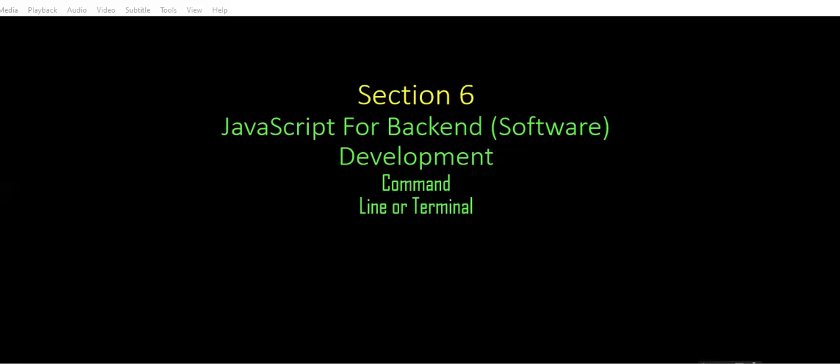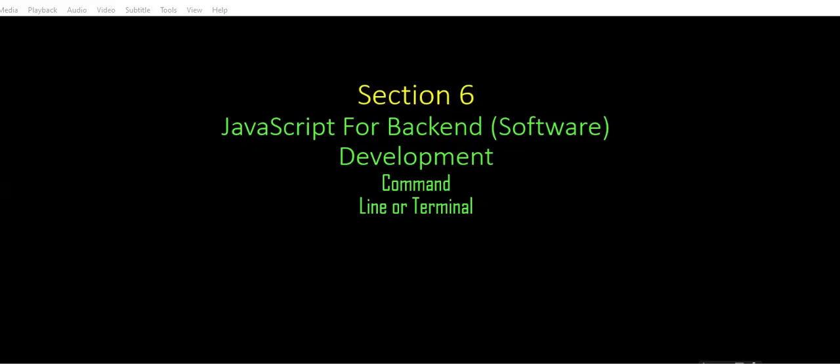This is section 6 and section 7 for the JavaScript for backend developer. Today we're going to be looking at the terminal. I want to learn how to absolutely use the terminal. The terminal or the command line, as the case may be. The command line is the one you have on your Windows system, while the terminal is the one you have on your Mac system. But most times these words are used interchangeably depending on where you're coming from.